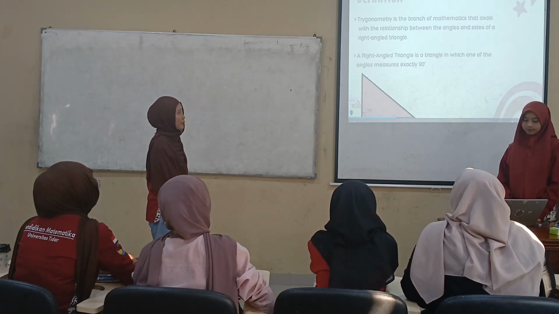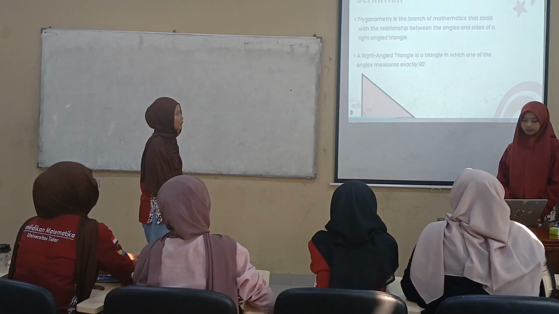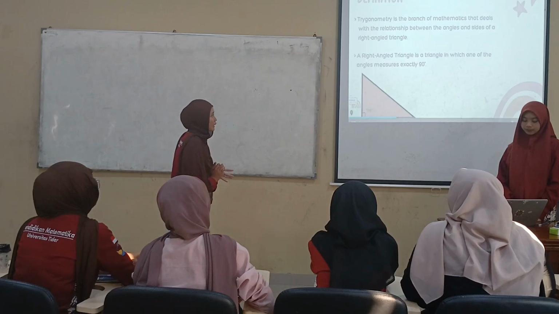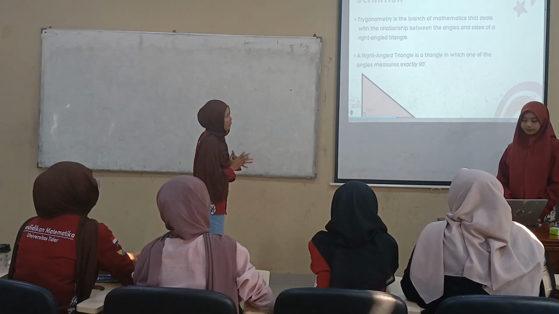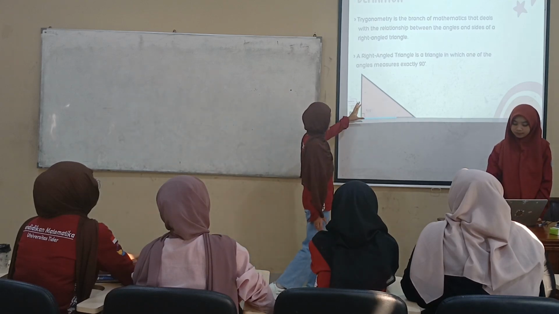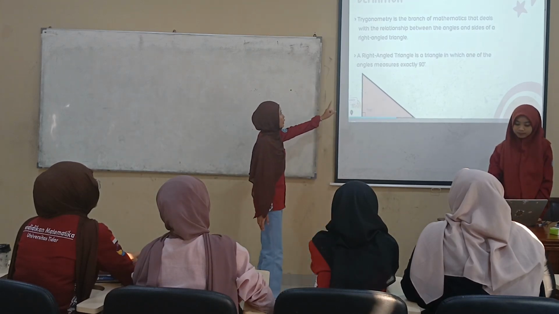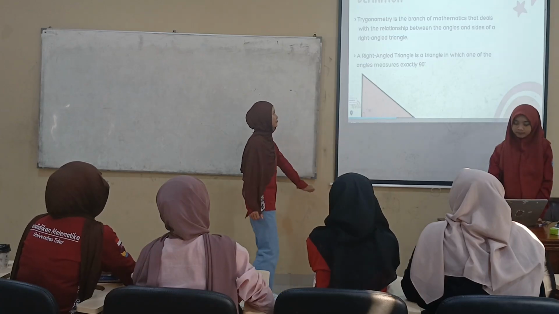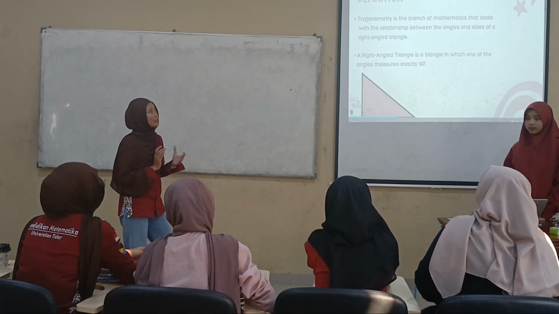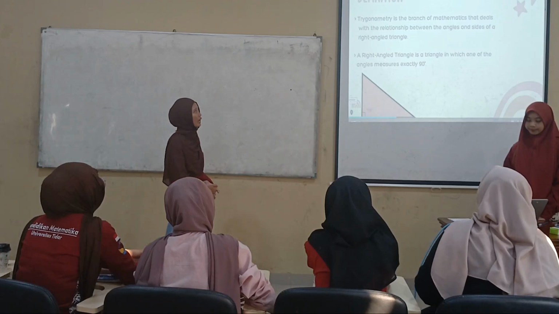Trigonometry is the branch of mathematics that deals with the relationship between the angles and sides of a right angle triangle. A right angle triangle is a triangle in which one of the angles measures exactly 90 degrees. So you can see the picture. This is a right angle triangle. So today we will learn about the relationship between the angles and sides of a right angle triangle.